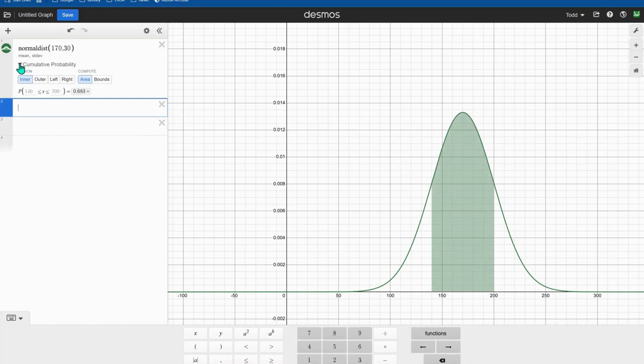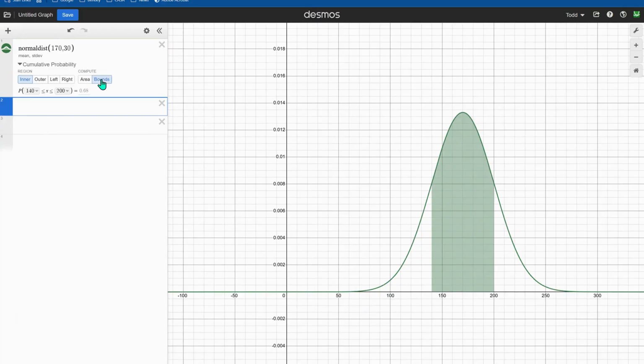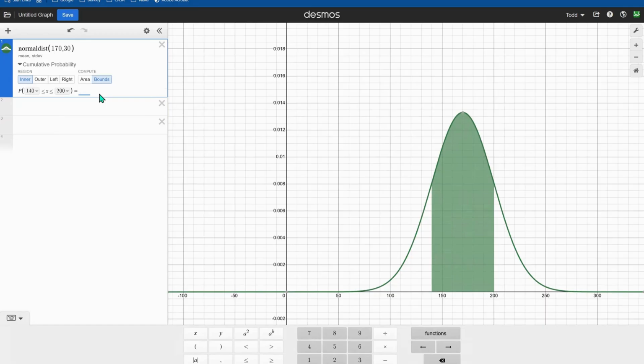Again, I'm going to choose cumulative probability, but instead of computing area, I'm going to compute bounds. The bounds mean I'm going to give it the area. Remember, we want to be in the 25th percentile, so I'll put 0.25. And since it's a percentile, I want the area to be on the left-hand side.